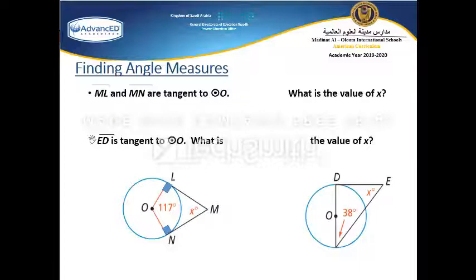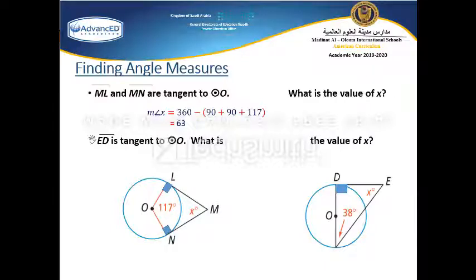Then we can find the measure of angle X by subtracting the given angles from the sum of the interior angles of the quadrilateral, which is 360. To find the measure of angle X, we will subtract the sum of the given angles, 90 plus 90 plus 117, from the sum of the interior angles of the quadrilateral, 360. We will get that the measure of angle X equals 63.